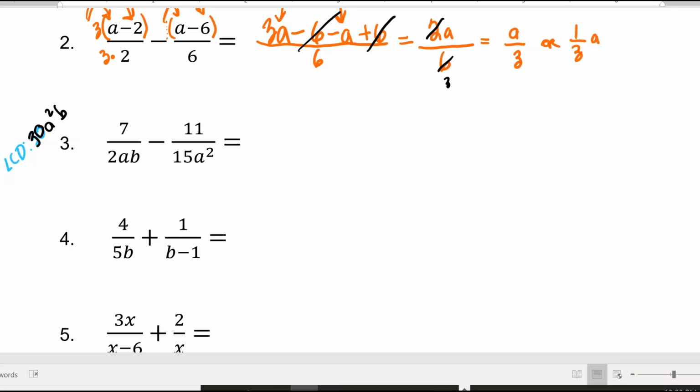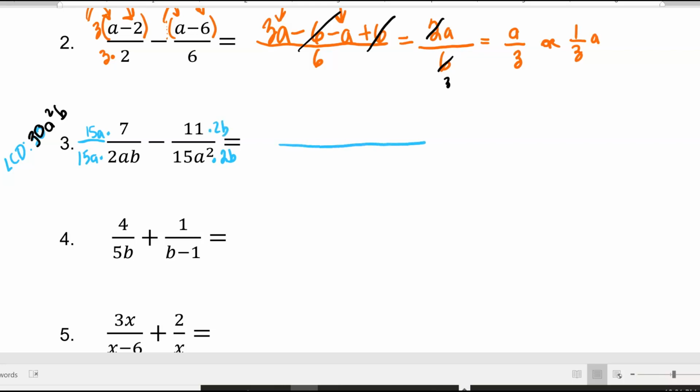So I have to multiply both denominators by what it takes to get to the LCD. For example, I would have to multiply this side by 15A, because 15A times 2AB will give me the 30A squared B that I want. And of course, what else would I have to do? I have to multiply the top by 15A as well. And on the right side, I would have to multiply by 2B.